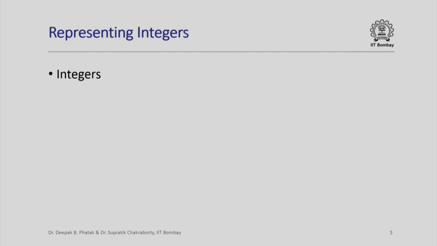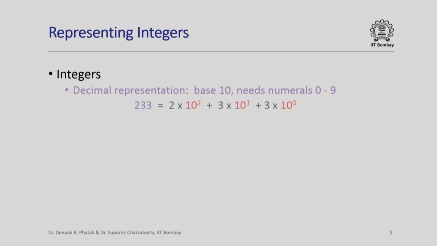Now, when we talk of representing integers, the most natural thing that comes to mind is a decimal representation with which all of us are aware. So for example, when I write a decimal number like 233, I am really using base 10, which basically means that to interpret this number I take 2 and multiply it by a power of 10, in this case 10 squared, then I take 3 multiplied by a power of 10, in this case 10 raised to 1, this 3 is multiplied by 10 raised to 0, and I add all of them to get the value of this decimal representation of the number.